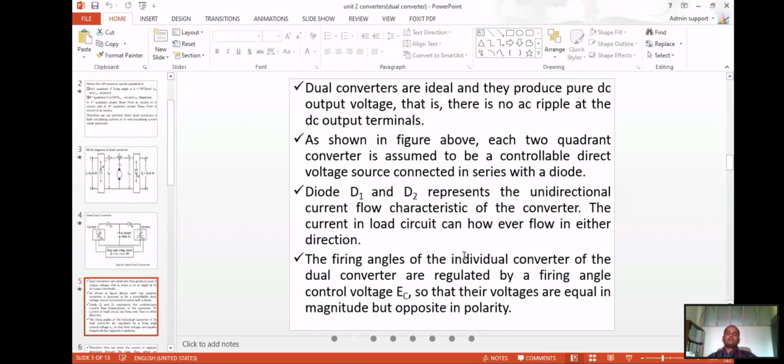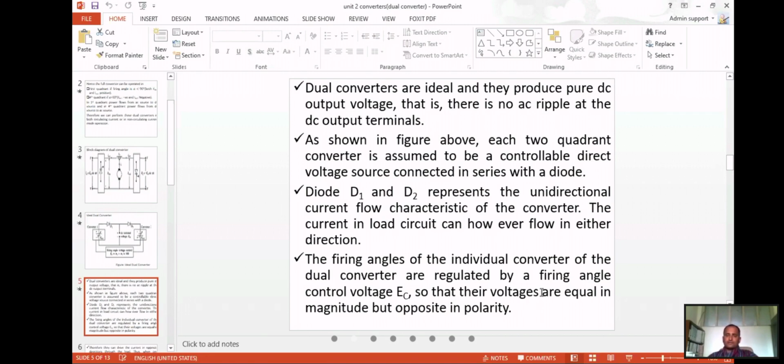The firing angle of the individual converters of the dual converter is regulated. So you need to know how the firing is done, because there are two converters used simultaneously in a dual converter. Now, how does the triggering take place in both the converters? It is regulated by the firing angle, controlled by the control voltage EC. So it depends on the control voltage EC.